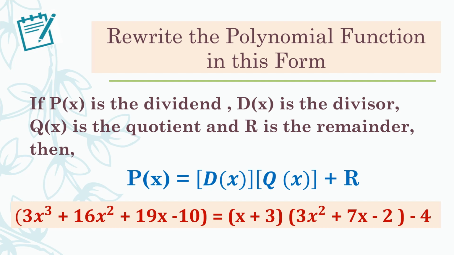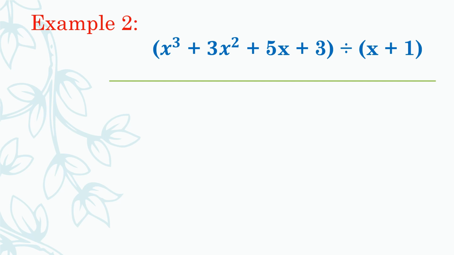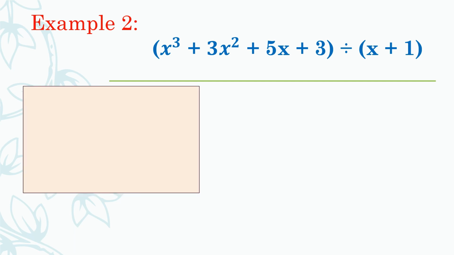Let's proceed to example number 2. The quantity of x cubed plus 3x squared plus 5x plus 3 divided by the quantity of x plus 1. First, we have to write all the numerical coefficients of the given dividend. The numerical coefficient of x cubed is 1, of x squared is 3, of x is 5, and 3 is the constant term. Next, we have to get the test 0. We have to equate the divisor x plus 1 to 0. So x plus 1 is equal to 0. The answer is negative 1. Write negative 1 at the left.